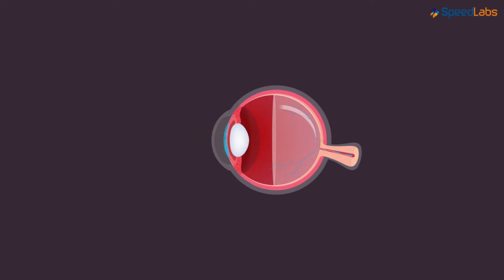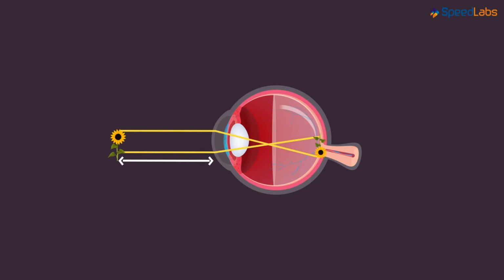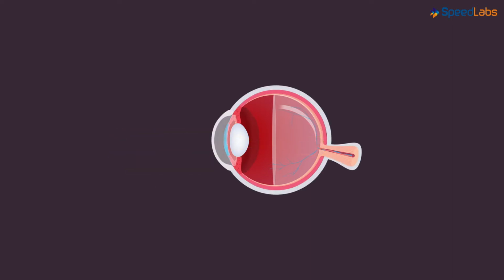So how should we fix that problem? The solution is simple. The object should be kept at such a distance from the eye that the image is formed on the retina only. This distance is called the minimum distance of the object from the eye, and for the normal eye, its value is around 25 centimeters.